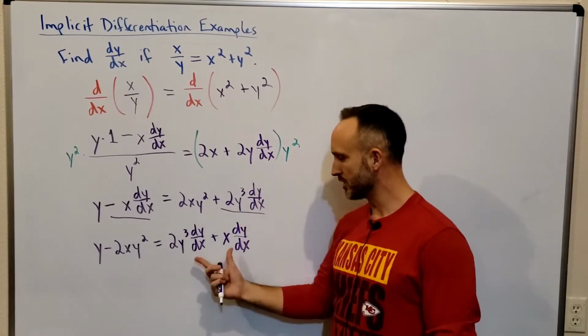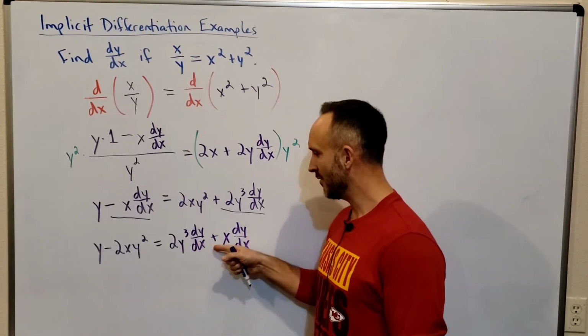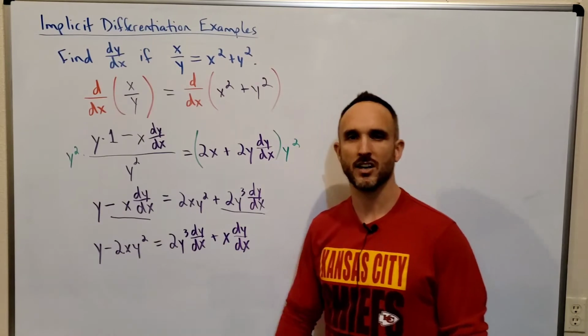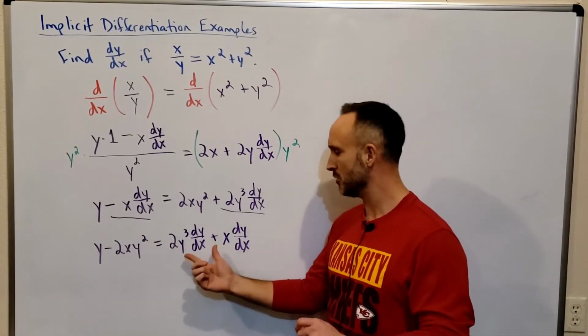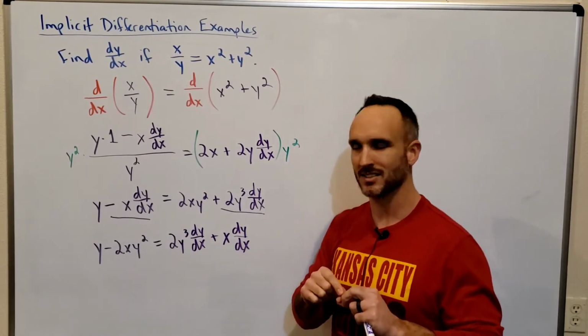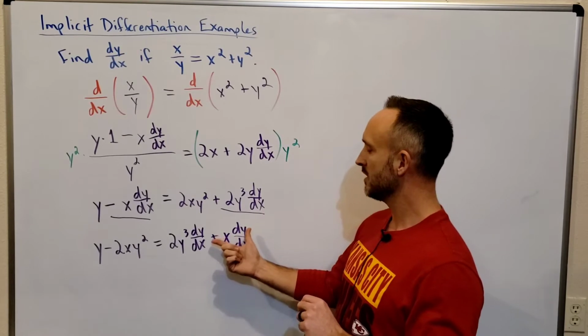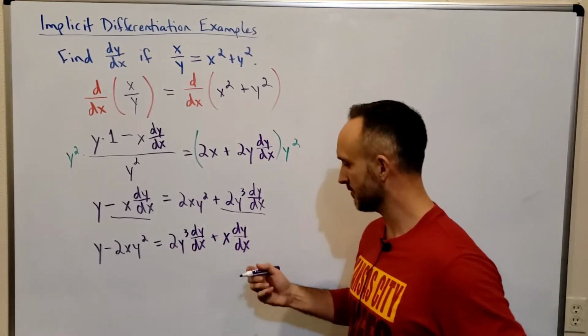And now I've got all the terms with dy dx together, isolated on the same side. Everything without dy dx is on the left side. And what this does for us is it allows us to make sure that every term on the right side has a dy dx in common, which then permits us to factor out the common factor of dy dx.